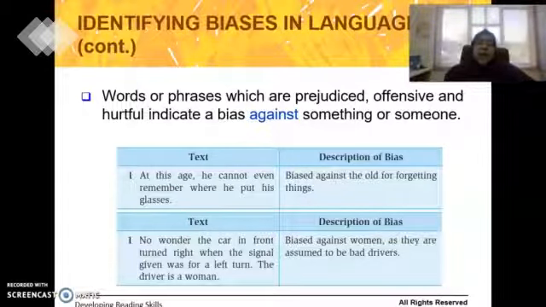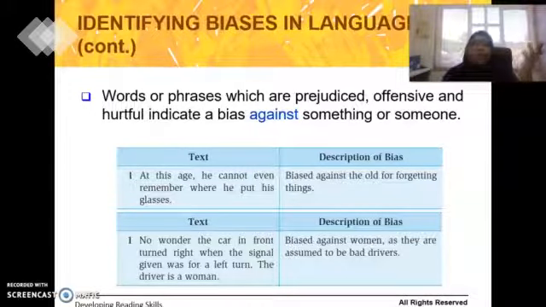Another example. No wonder the car in front turned right when the signal given was a left turn. The driver is a woman. Bias against women as they are assumed to be bad drivers. Really? Yeah, sometimes maybe this is produced by a male driver. Usually my husband loves to do this.